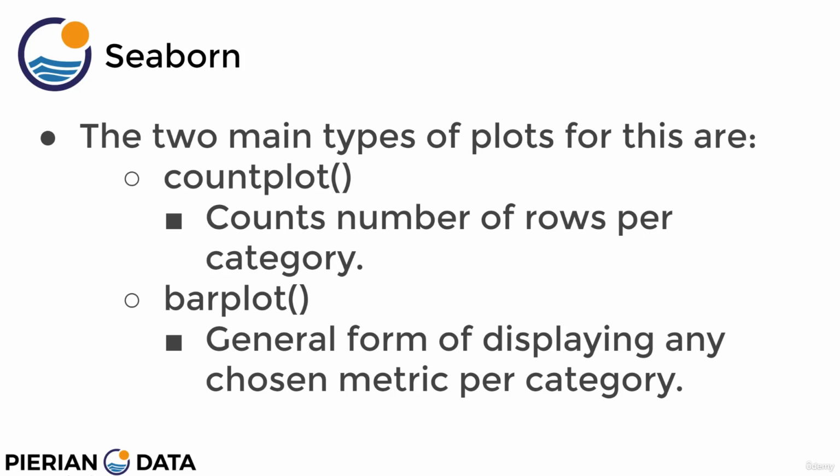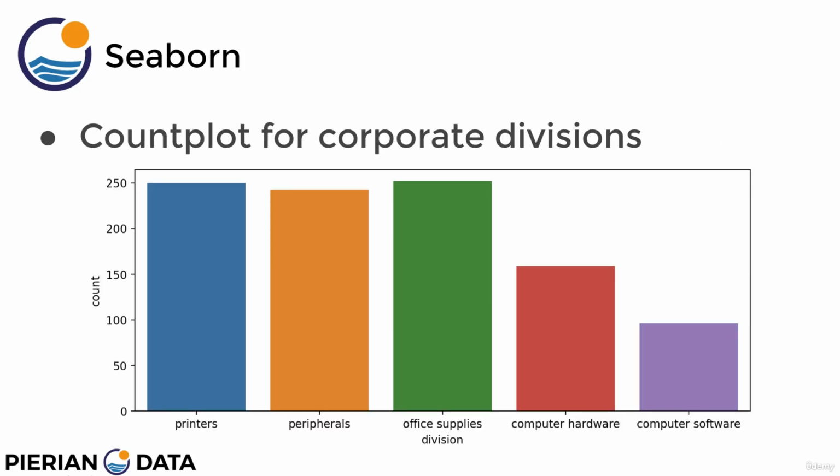There are two main types of plots for this, and they are count plot, which simply counts the number of rows per category. Same thing as doing a group by and then calling .count on this. It's just the visualization equivalent of that. And then the bar plot is actually a general form, which allows you to choose any metric per the category. So you can decide to show the mean per category or the standard deviation per category, or even both. So let's actually look at some examples here.